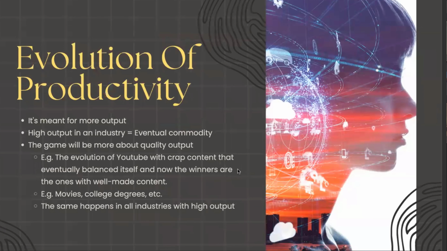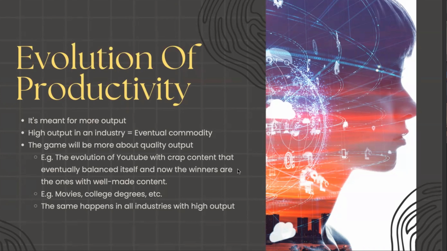And so I think this might be the last one. Evolution of productivity. Understand that productivity basically means output, and high output in an industry equals eventual commodity. So when we're looking at industries that allow us to do high output, like when we're talking about AI, right, which is the most prevalent right now, it becomes the eventual commodity. It's not a commodity today, but it eventually becomes a commodity, just like with the invention of industrial tools like the chainsaw, right? It was awesome at the time, but then it becomes a commodity.